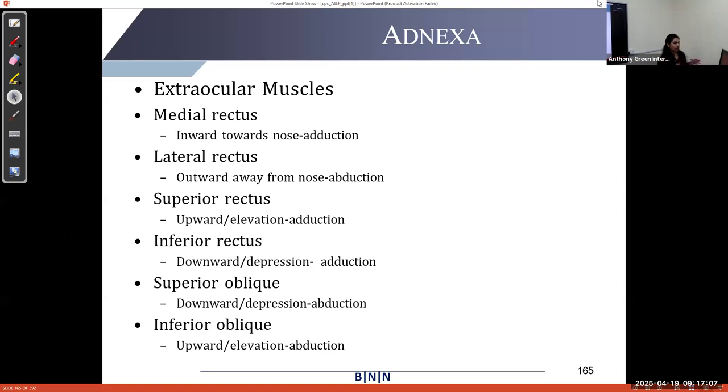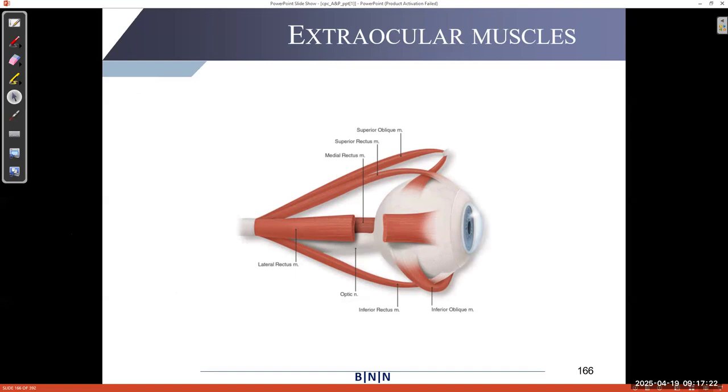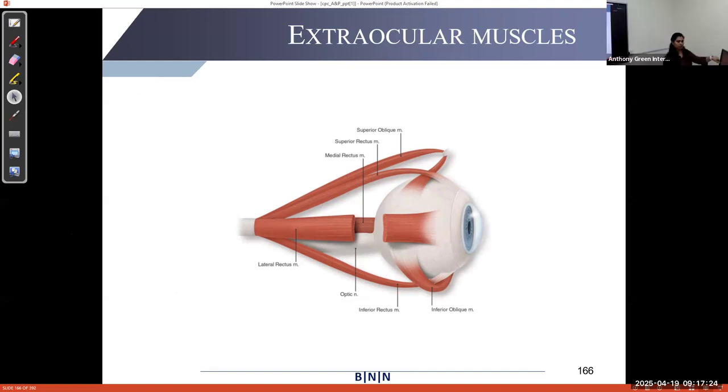Based on that movement, we define each muscle: medial rectus, lateral rectus, superior rectus, and all of those have this kind of movement function. That is what is defined here. You can see here, these are the muscles that the eye structure has, and each muscle is playing its own role.